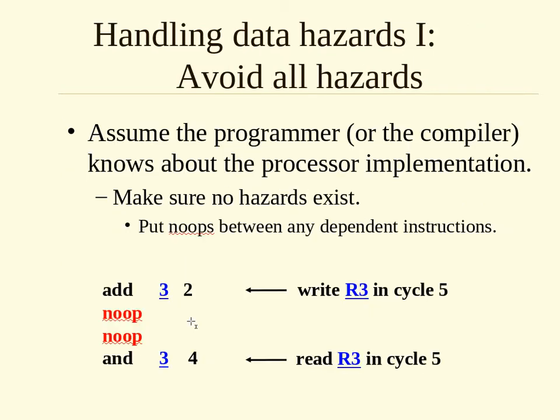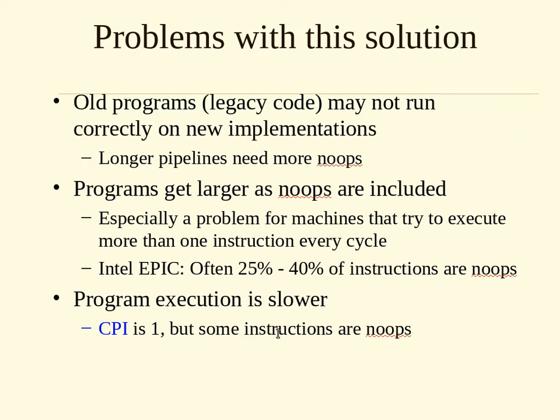So the first one is, of course, avoiding the hazard. Have the programmer or the compiler know about the implementation of your hardware and throw in some no-ops where necessary. So, add here, and the compiler says, oh, I know our architecture needs 2 no-ops here, so I'm going to throw them in, and then everything's going to work just fine. Well, that's nice because that means our hardware doesn't have to do anything. But the first problem is our old programs, aka legacy code, no longer run correctly on a new implementation because our longer pipelines need new no-ops.